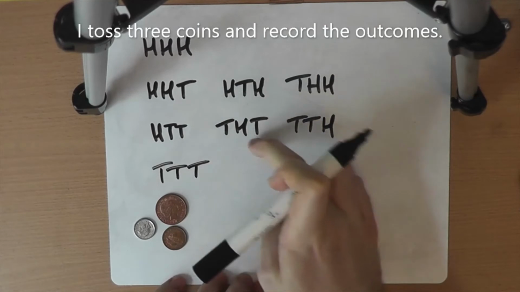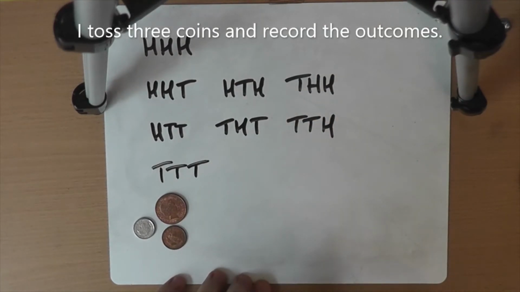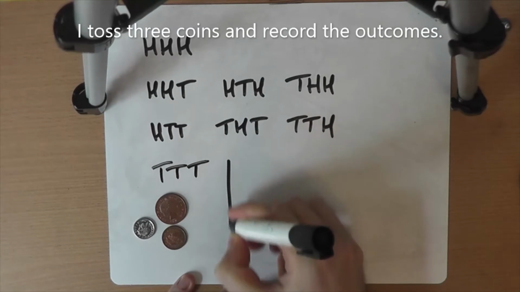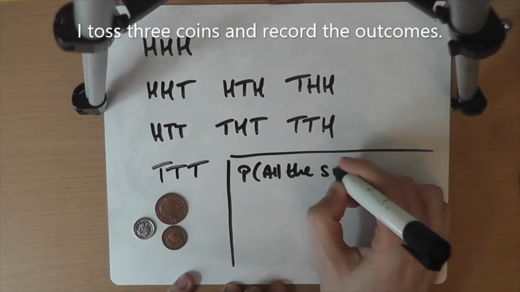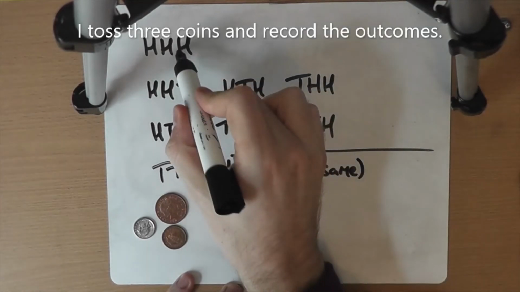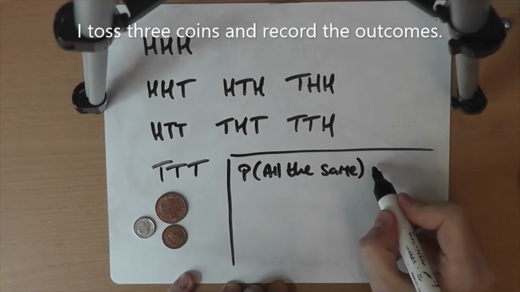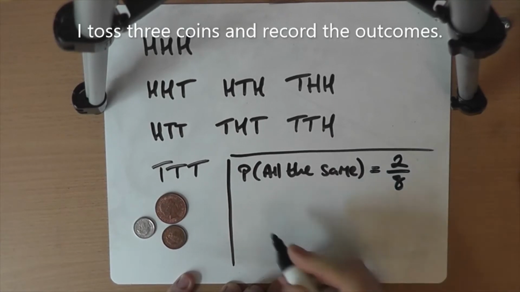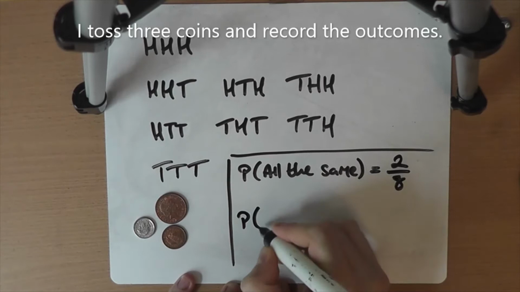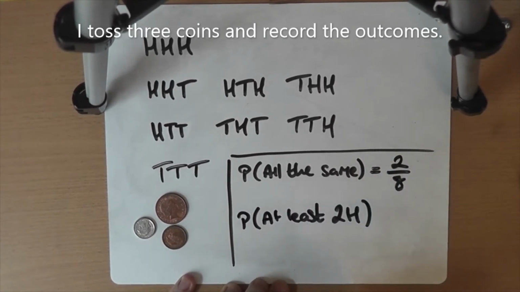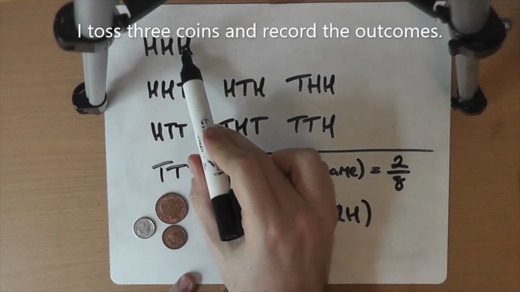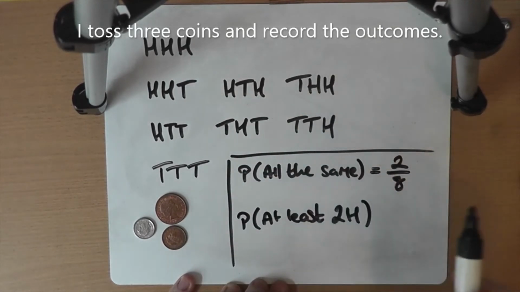1, 2, 3, 4, 5, 6, 7, 8 possible options overall. Now if we want to find out probabilities, we know that we're out of 8 every time. We just need to do a little bit of counting. So maybe we want to work out the probability that they are all the same. Well, that's 1, 2 out of 8. Maybe we want the probability that there are at least 2 heads. Well, that's 1, 2, 3, 4 out of 8.